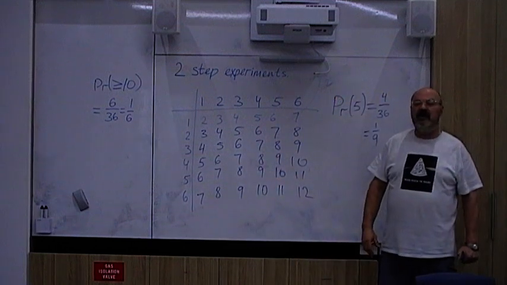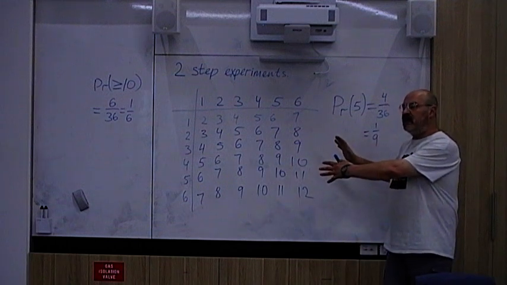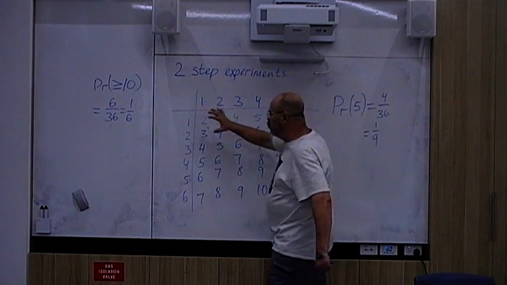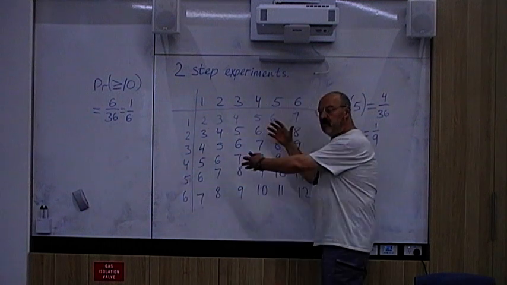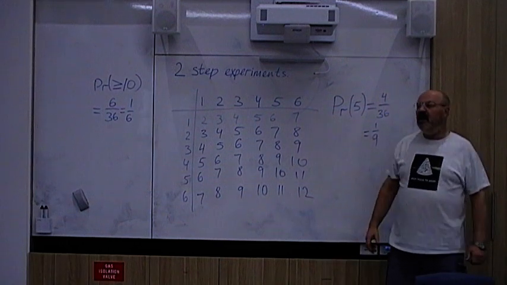So to find probabilities with a two-step experiment, we need to make a table. List possible outcomes of one step, possible outcomes of another, and then when we fill the table, we can calculate probabilities. Make sense?